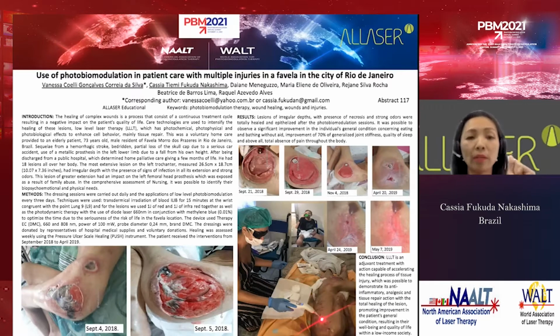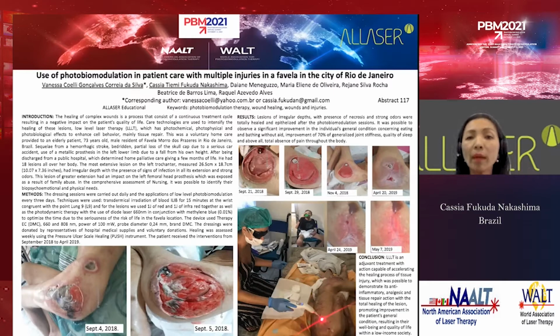at the P9 point here, lung 9, using 15 minutes. And also we use all over the wound 1 joule of red and 1 joule of infrared laser together. And we use also the antimicrobial technique, photodynamic therapy, with conjunction of the red laser and methylene blue.